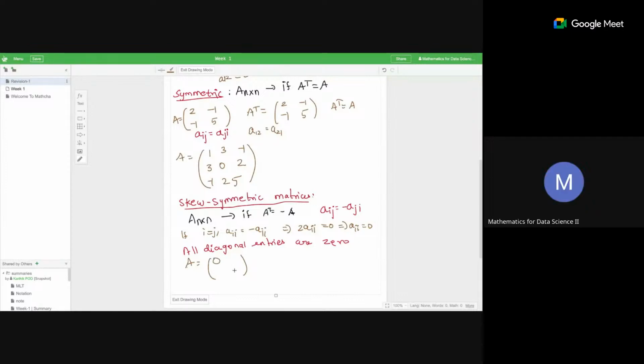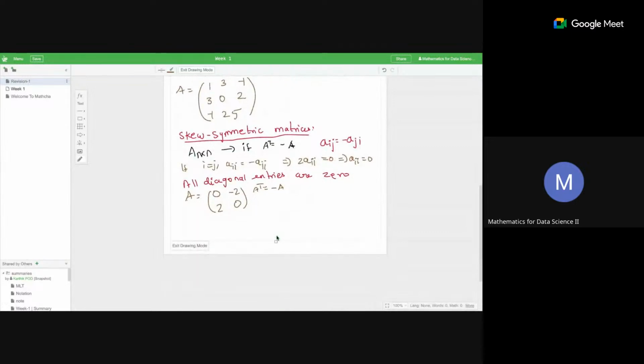Ma'am, 0, 0. Yes. Okay. Now, let me write this as minus 2. What should be this entry? Can you tell? Plus 2. Yes, only 2, because Aij is minus Aji. So you can see that A transpose is equal to minus A for this case. Correct or not? Yes, ma'am.